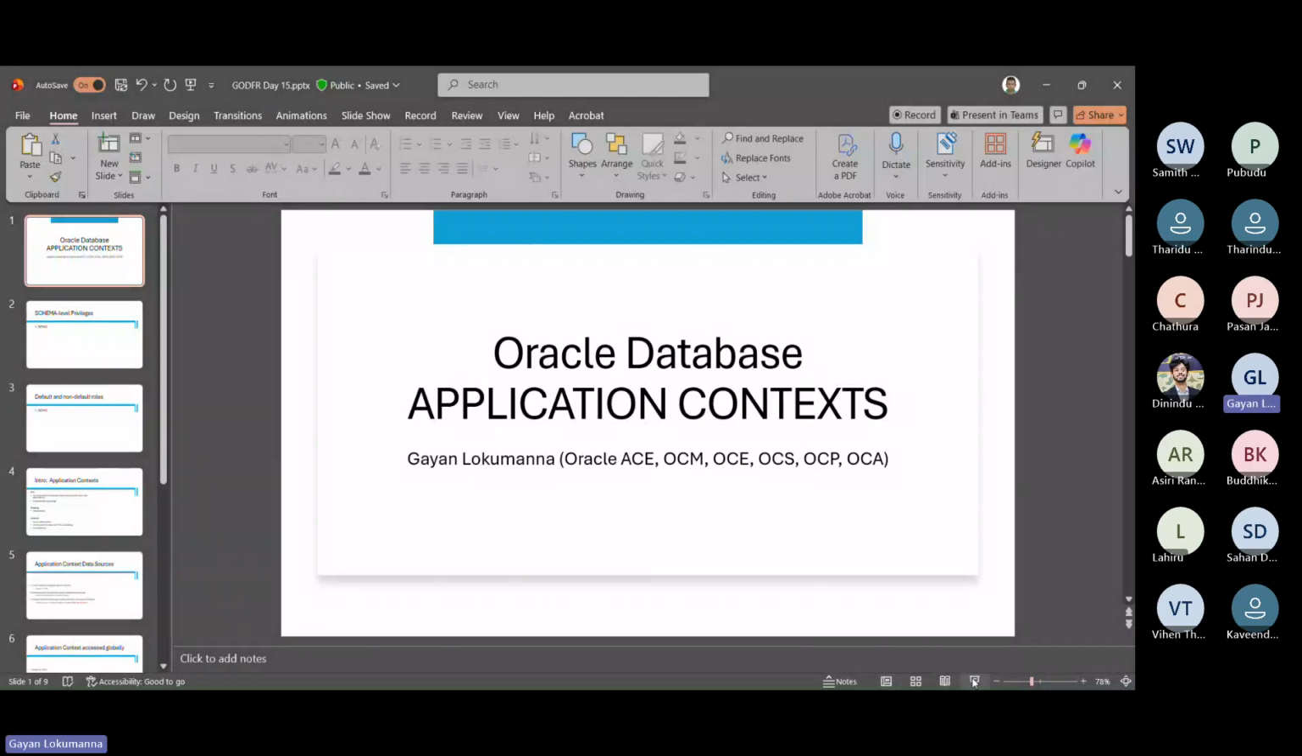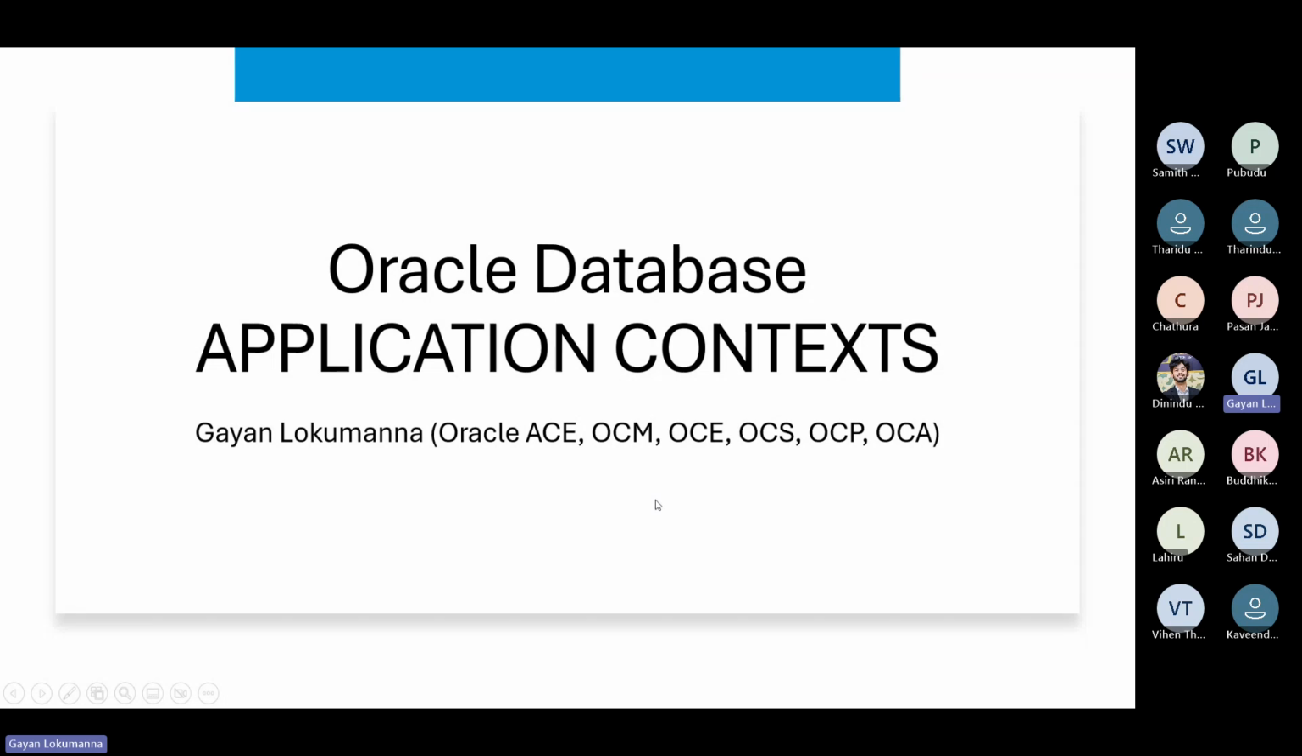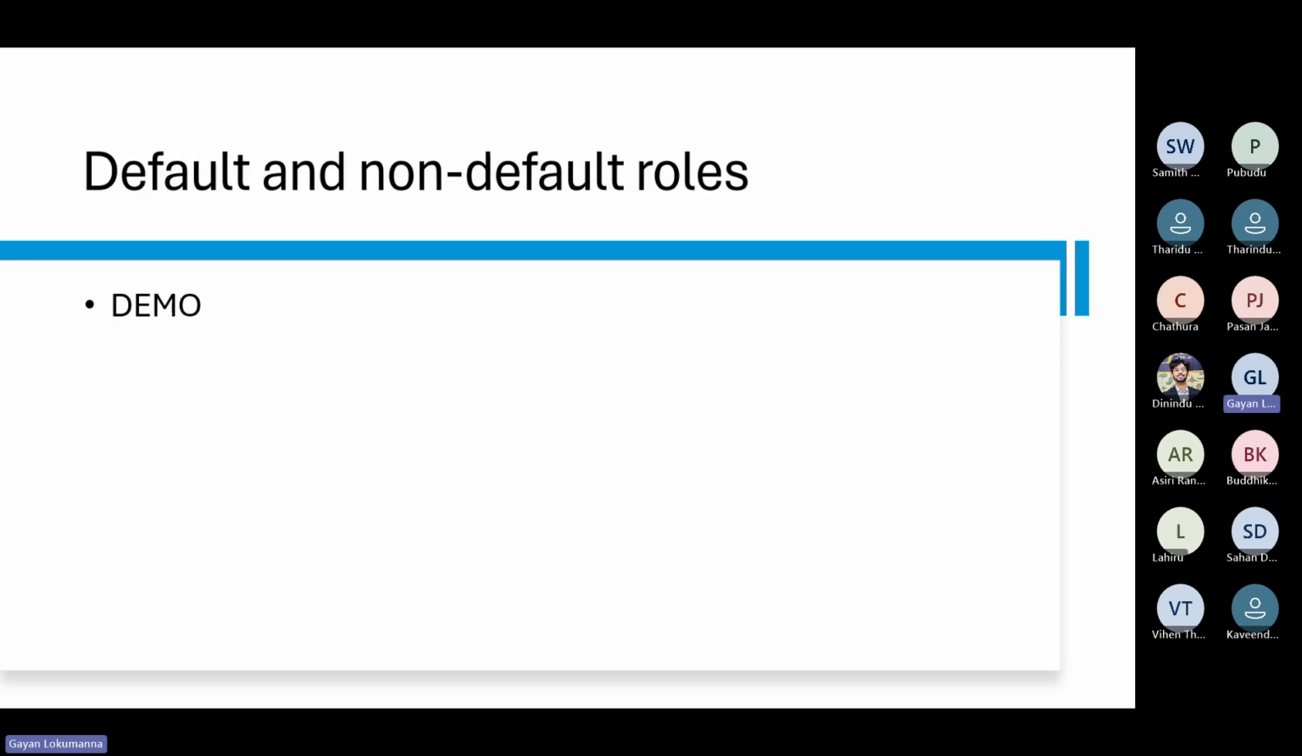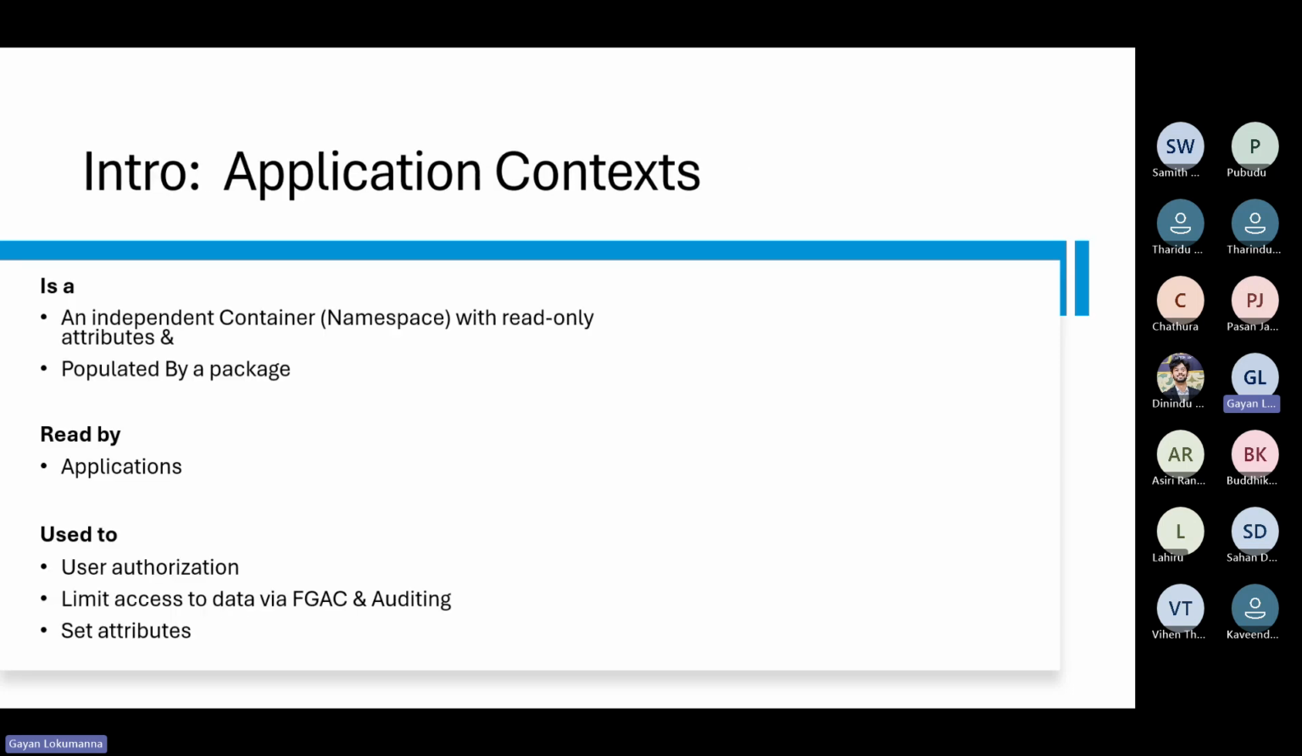All right, so today is basically the 15th day of our ongoing Getting Oracle Fundamentals series. Today we are going to discuss a few things on the application context. There are a few things that I would like to demonstrate to you, starting off with schema level privileges, and that will give us a bit of an introduction to our main topic, which is the application context. And then about default and non-default roles.